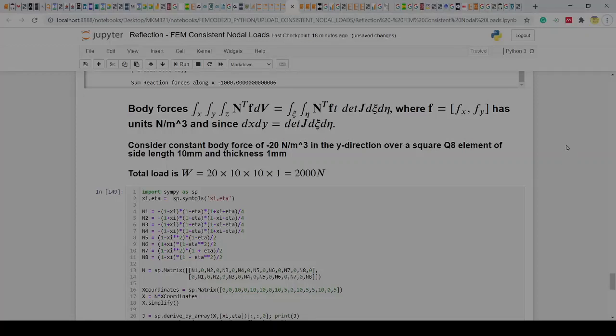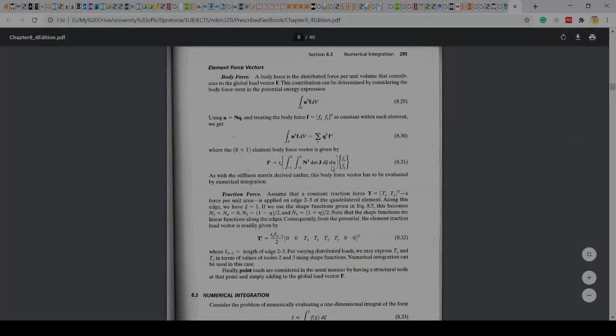Okay, last aspect that I want to do is body forces. How do we apply body forces? I'm going to just remind you to go back to your textbook. You see the body forces. We need to do sort of this integral: thickness, integral from minus 1 to 1, N^T det J, and then fx, fy is the body forces in the x and y direction. Okay, so that's just as a reminder.